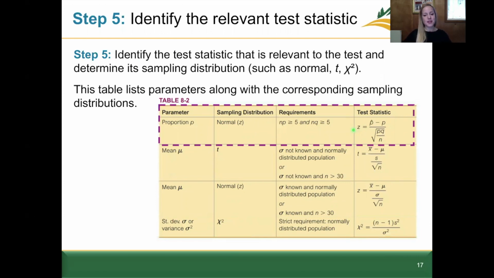You should remember seeing this table from 8.1. Remember, in 8.2, we're specifically working with proportions. So whenever we're working with proportions in 8.2, our corresponding test statistic is this z-value here, and we calculate it by this formula. So technically in step 5, we figured out that yes, we're working with a proportion. That means our test statistic is a z-value. Then in step 6, we proceed in calculating the z-value.